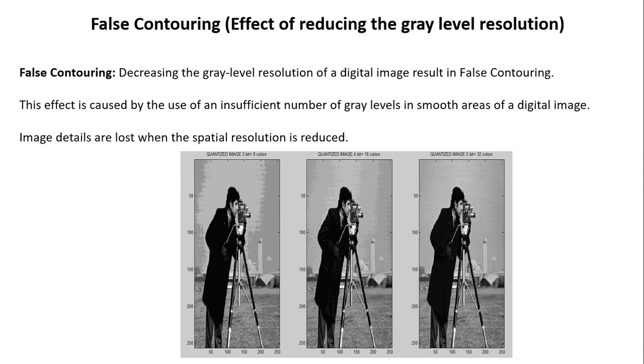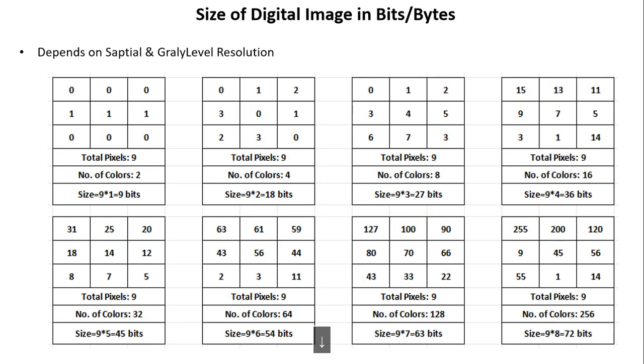This effect is caused by the use of an insufficient number of gray levels in smooth areas of the digital image. Image details are lost when the spatial resolution is also reduced. So that's why the quality of the image is based on both spatial and tonal resolution. Now, the size of the digital image in bits or bytes depends on spatial and gray level resolution.